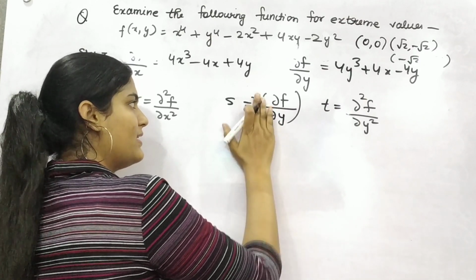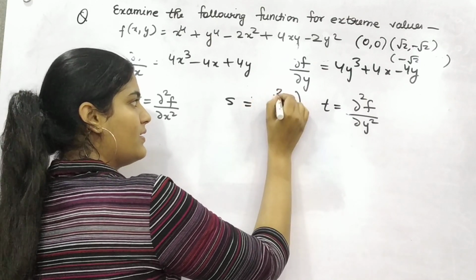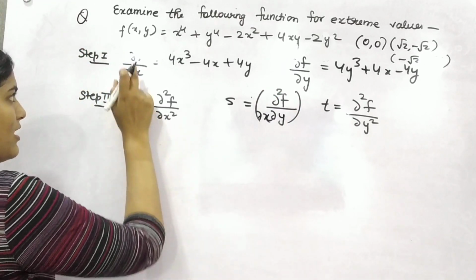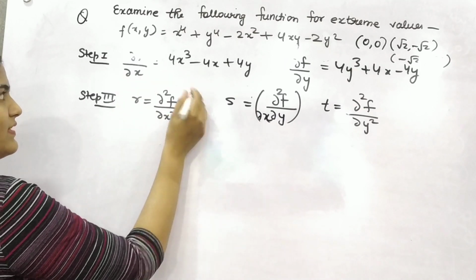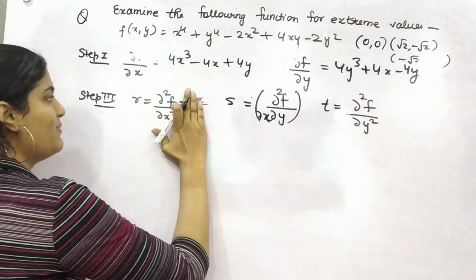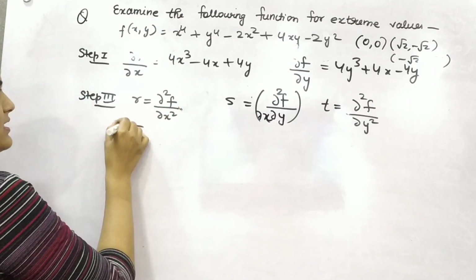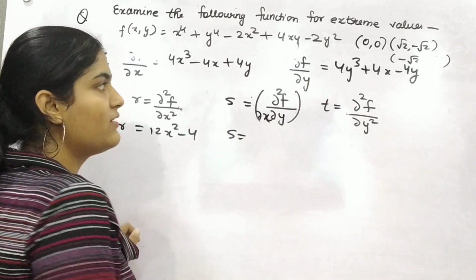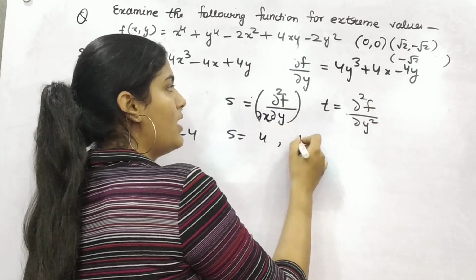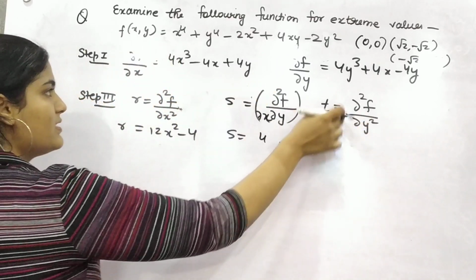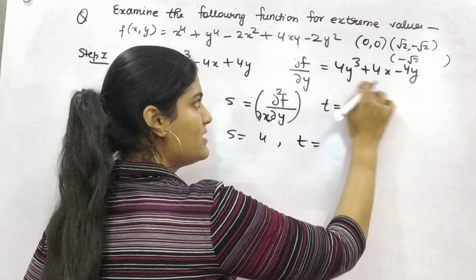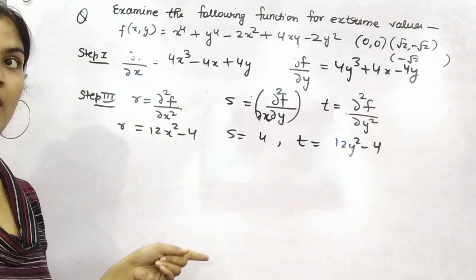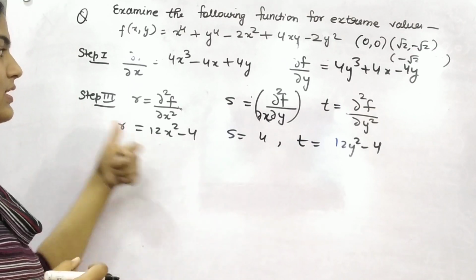So you can write it like this, correct? Now find the values. If you differentiate again with respect to x, what will you get? Let me write it down. You will get 12x square minus 4, right? If you differentiate it with respect to y, you will get 4. And if you find the double differentiation of f with respect to y, you will get 12y square minus 4. Correct?